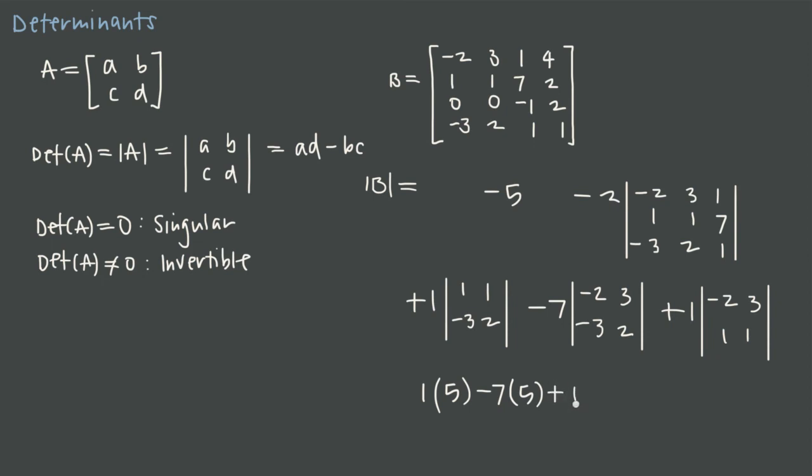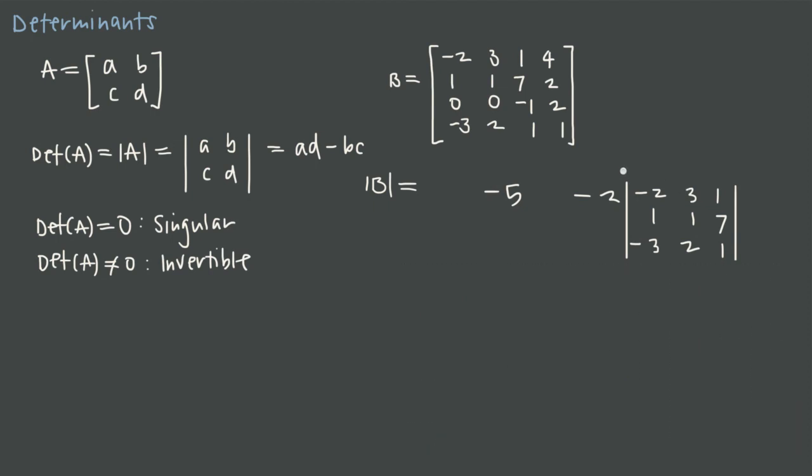And then plus 1 times -2 times 1 is a -2. 3 times 1 is a 3. -2 minus 3 is a -5. So we'll get 5 minus 35 minus 5. The positive 5 and the -5 will cancel, and we'll be left with a -35. So again, if we get rid of all of this, we know we have a -35 value. That was the value of this determinant here.